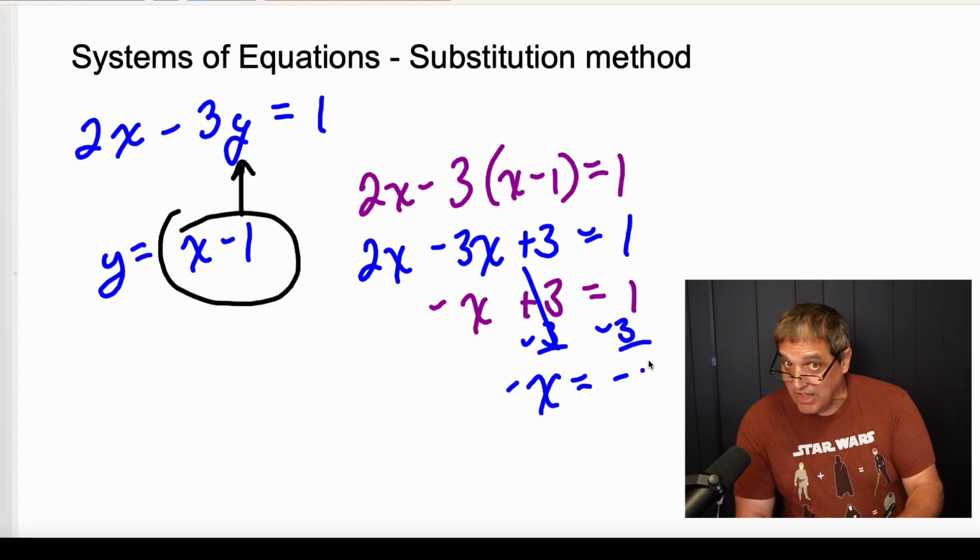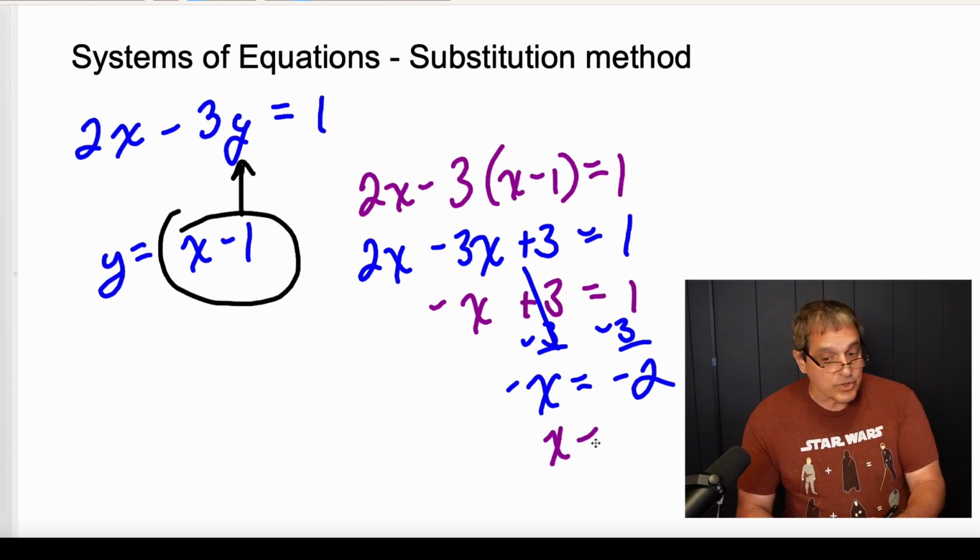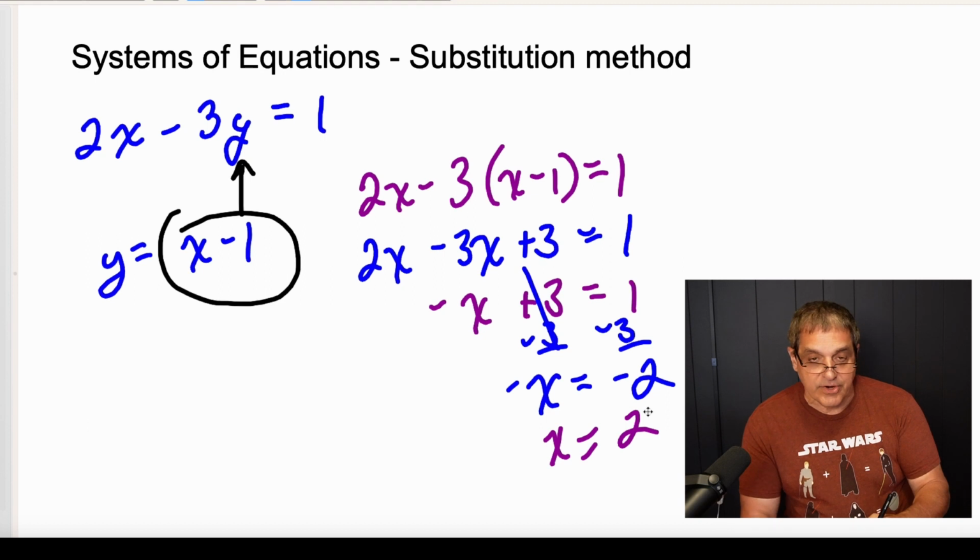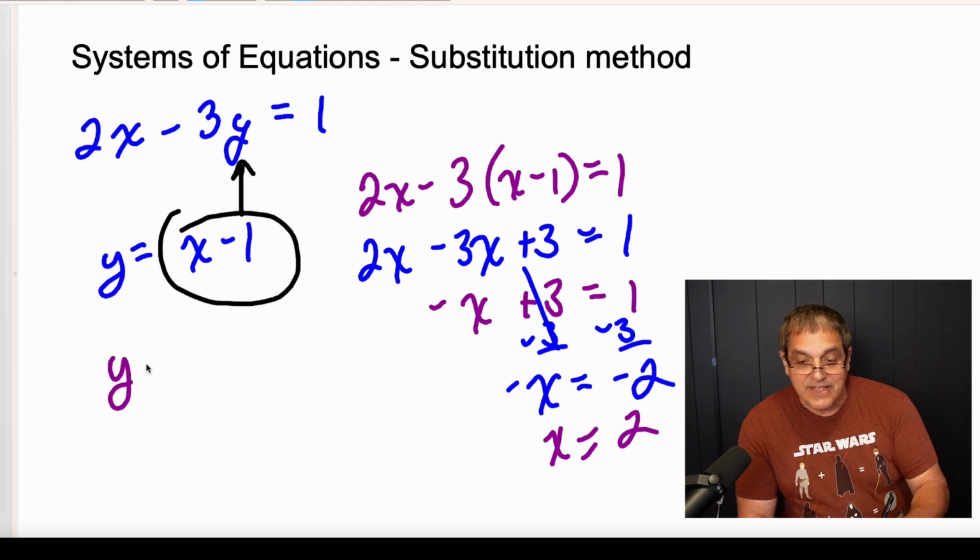And remember, we haven't solved for x. This is negative x. So I have to either divide by negative 1 or multiply by negative 1 on both sides. So therefore, x equals 2. And once again, I've only solved for one of the variables. For systems of equation, you have to solve for both. Well, y is x minus 1, and I already know what the x is. X is 2. So I'm going to plug that in. So y is equal to 2 minus 1, which of course is 1.